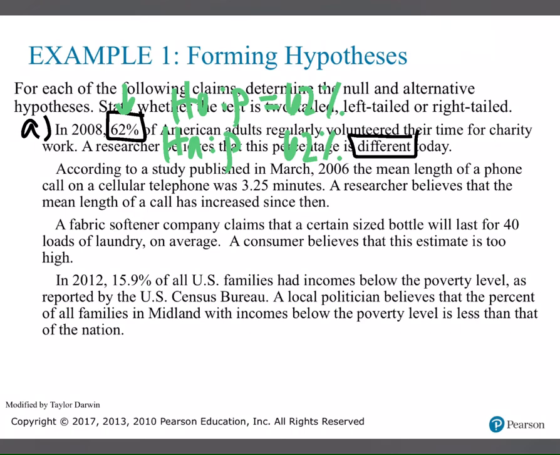So we believe it's different. So what does that mean? Less than, more than? It's very vague. And because it's so vague, it's going to be a not equal to. Different could be less than or greater than, right? It's again, very vague. So that is our hypothesis test. So it's always your hypothesis, your parameter, and then your number. So I'm going to erase that and we're going to keep going.